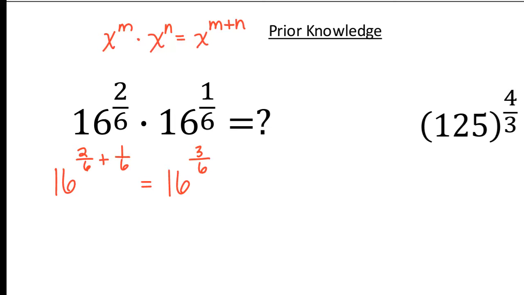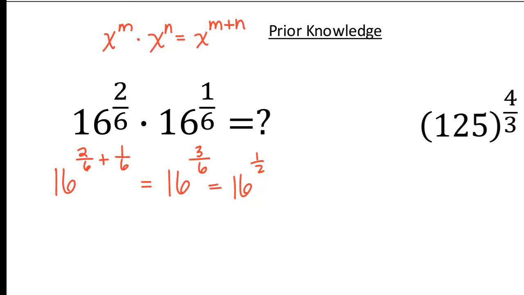So what about the other 16? Because of the rule, the 16s kind of just combine. Just like if I have x to the m times x to the n, the base stays the same, and you only add the exponents. So the 16s kind of combine together. But then this 3 over 6, I can still simplify by dividing both of them by 3. So it would be 16 to the 1/2.